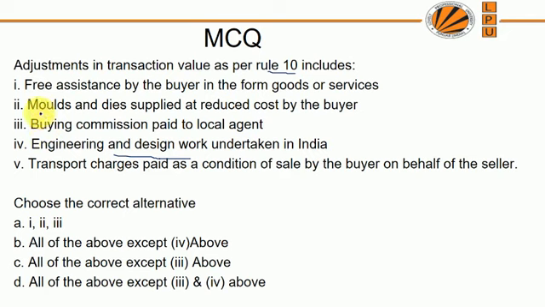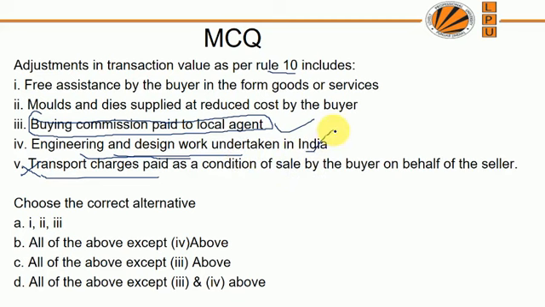Okay, so buying commission paid to the local agent is not included in the transaction value. Fifth option will not be taken. Yes, fourth option, engineering and design work undertaken in India. These 2 points. So according to this, option D is correct. All of the above except these 2 points. I repeat, all of the above except these: buying commission is never taken, engineering and design work undertaken in India. Any work taken in India, why this is to be taken? So answer is option D.